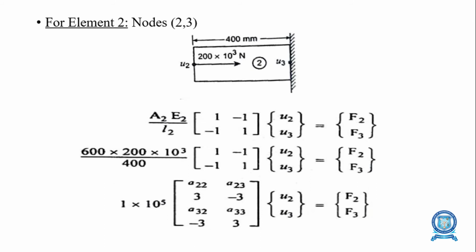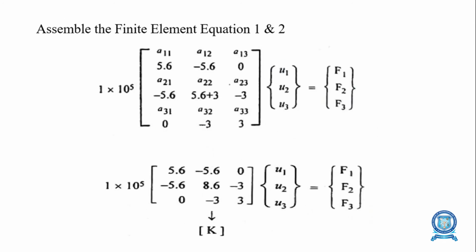Okay, we got the two element equations, but the structure is a single stepped bar. There are two elements, and those two elements are merged into a single stepped bar fixed at both ends. So now we are going to assemble the above two equations that we found for the first element and the second element.